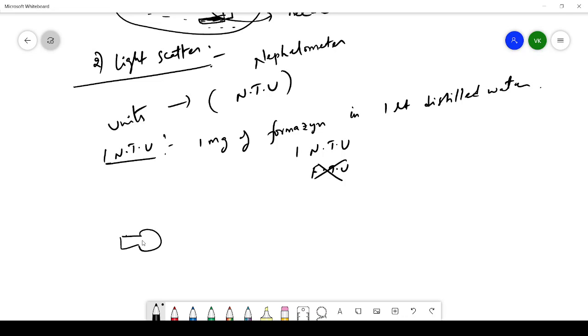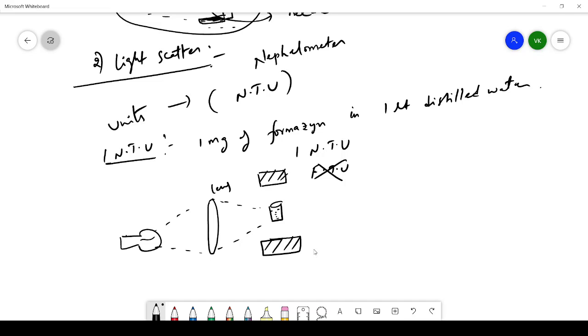Assume that this is a light source and you will have a lens here. The purpose of this lens is to focus all the light on one water sample, and perpendicular to this water sample you will have photometers. You will have 2 photometers like this, which are perpendicular to the water sample, and you will have a black background.